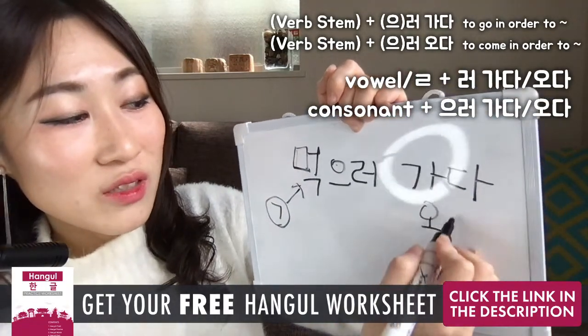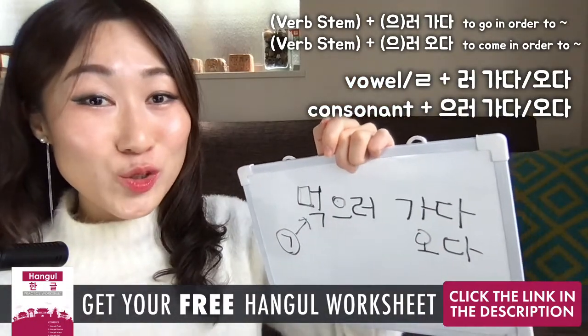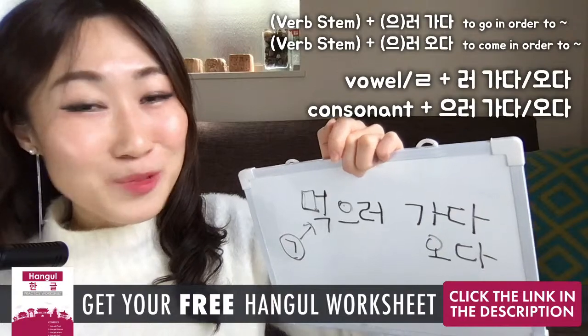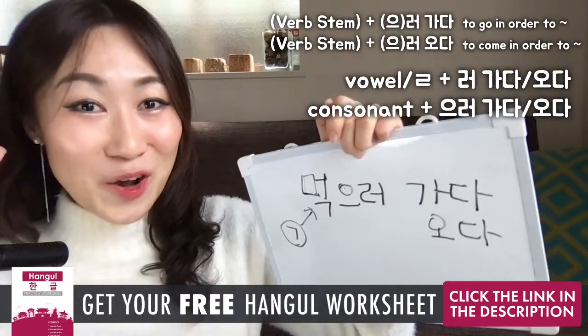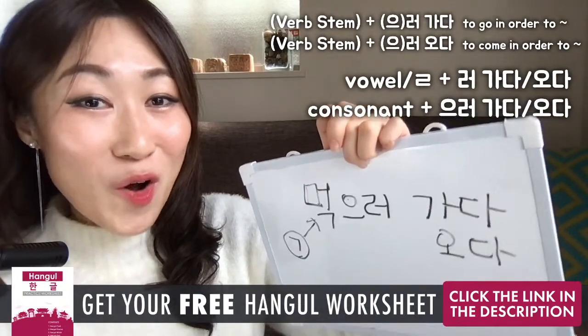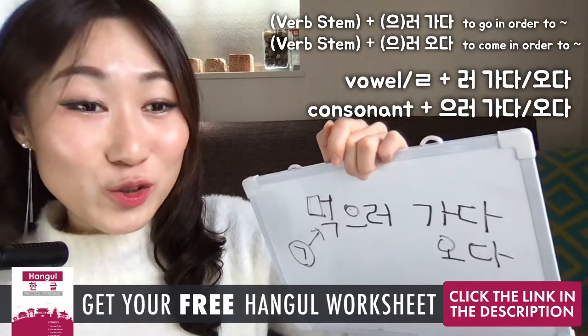Or you can say this. Come in order to eat. Hey guys, come to my place to eat bread I made. So you can say that way. Hey, come to my place. 먹으러 와. 먹으러 와 means come to my place to eat. Come to my place in order to eat.